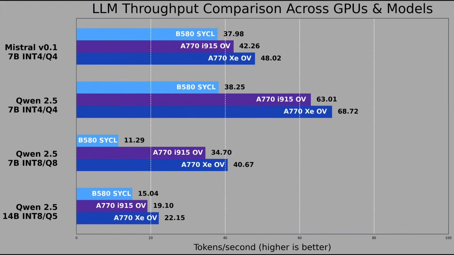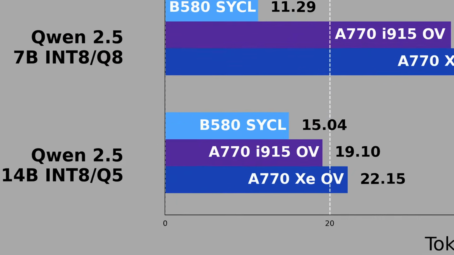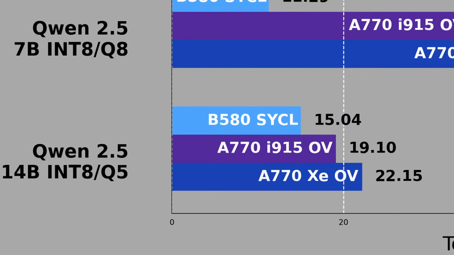One last thing. For Qwen 2.5 14 billion, the B580 was tested at 5-bit quantization, while the A770 ran int8. OpenVINO models, available on Hugging Face by the way, are generally limited to int4 and int8, so the A770 wasn't just faster, it ran a more intensive variant of Qwen 2.5 14 billion than in the Sycl trials.